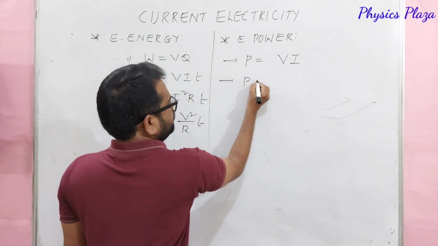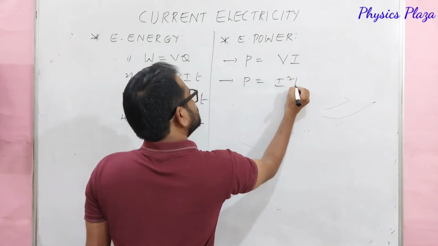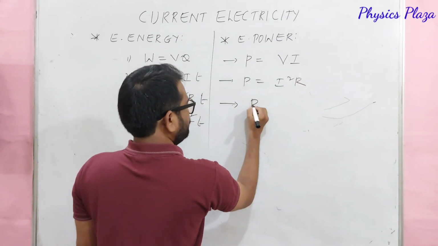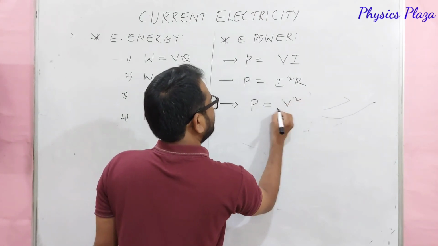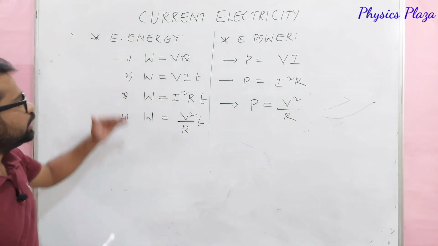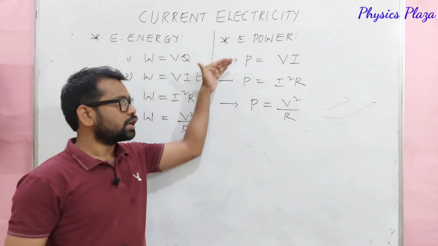And the second expression, P is equal to I square R. And even the third expression, dear children, we have P is equal to V square by R. So this is all about electrical energy. This is all about electrical power.